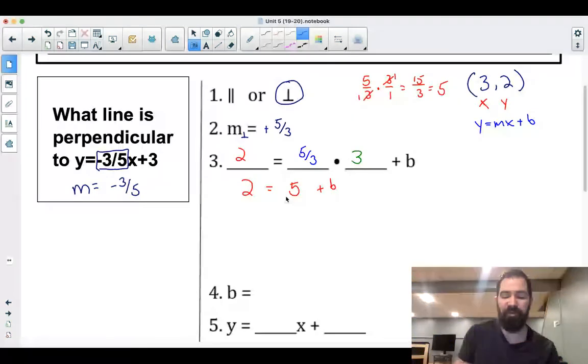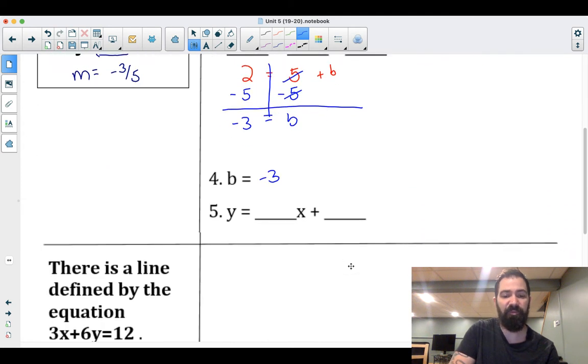First thing you want to do is get rid of this positive 5, so we're going to subtract 5. Our 5 minus 5 is 0. We're left with b equals 2 minus 5 is negative 3. So b equals negative 3.